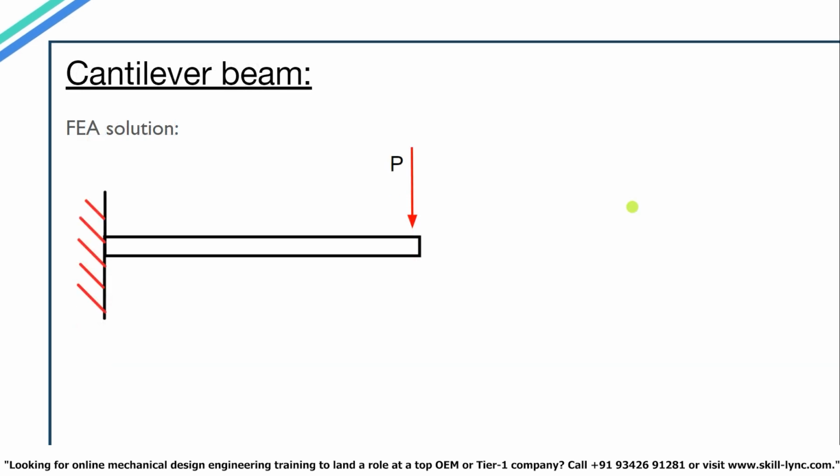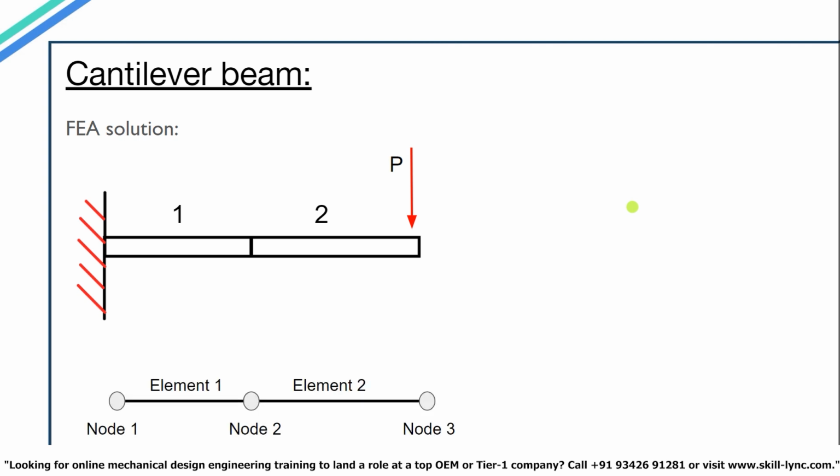Now let's look at how we would solve this problem using a finite element analysis. To solve this using FEA, we will have to split the entire beam into a number of smaller elements. For the sake of explanation, let's assume we split the beam into just 2 parts. In actual analysis, this beam can be split up to thousands of smaller parts. Here, each division is called an element, and the point between each division is called a node.